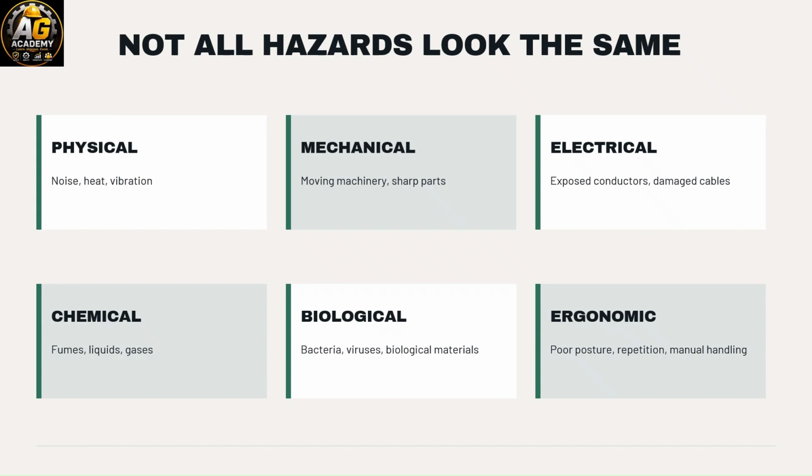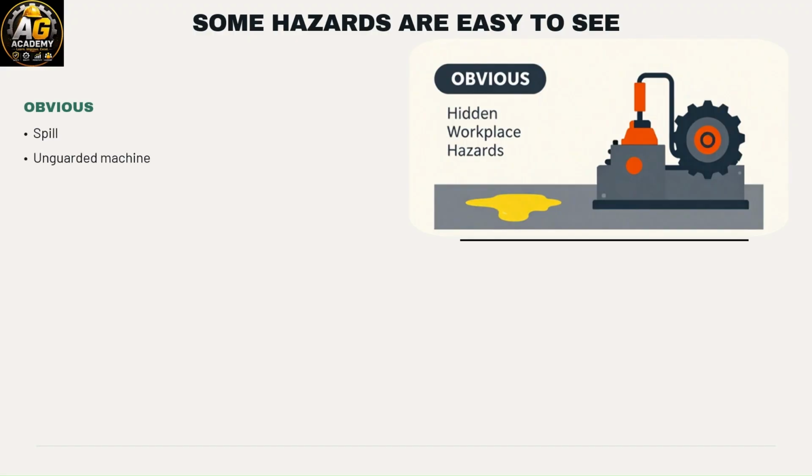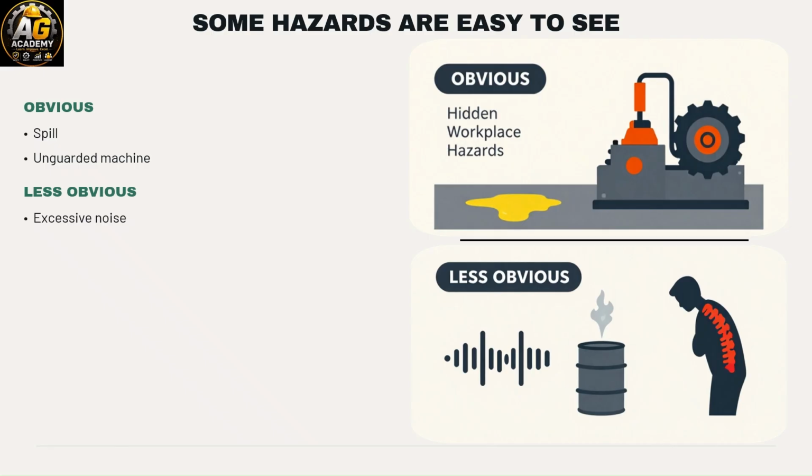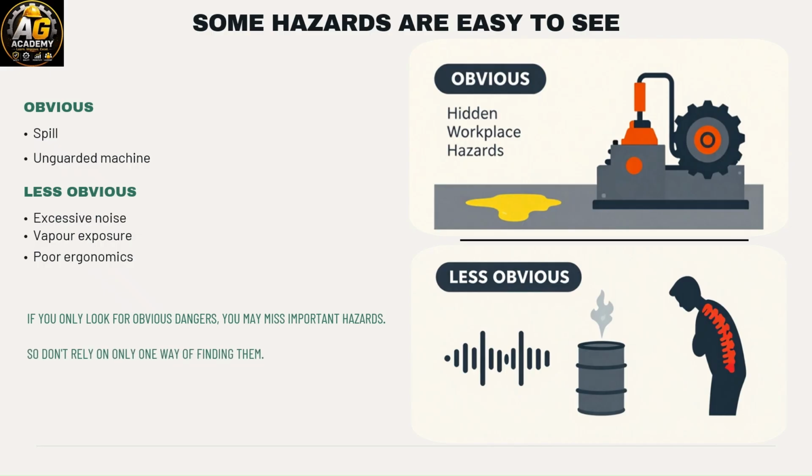Different hazards require different ways of looking. Some hazards are easy to see, like a spill or an unguarded machine. Others, such as excessive noise, vapor exposure, or poor ergonomics, may be less obvious. If you only look for obvious dangers, you may miss important hazards. So don't rely on only one way of finding them.